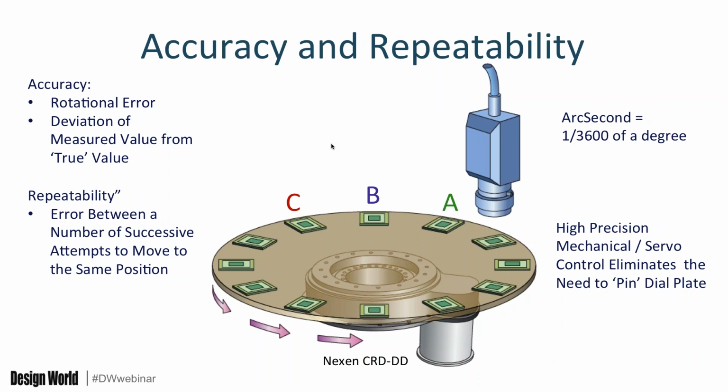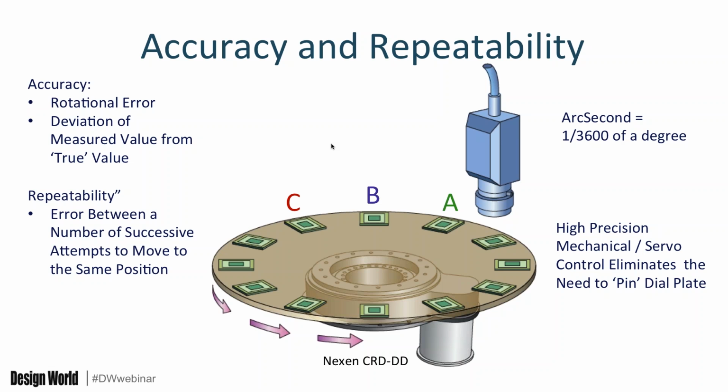Often accuracy is listed in arc seconds, and of course an arc second is 1/3600 of a degree. And that's an important conversion factor whenever you're looking at where your part and fixture is on the dowel plate and what accuracy you need. So it's important that you're getting the accuracy you need at the actual position that you need.